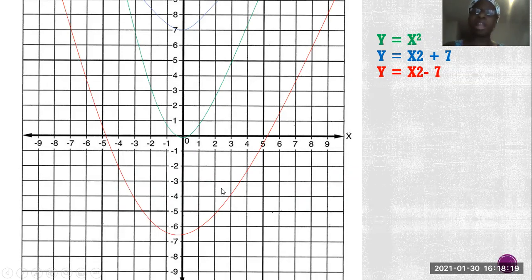So now we have to compare the graphs. Now comparing the graphs, they all look the same. The only difference I see is that it just moves up and down the y-axis, which is what our +7 and -7 is supposed to mean. So that's our difference between our graphs.